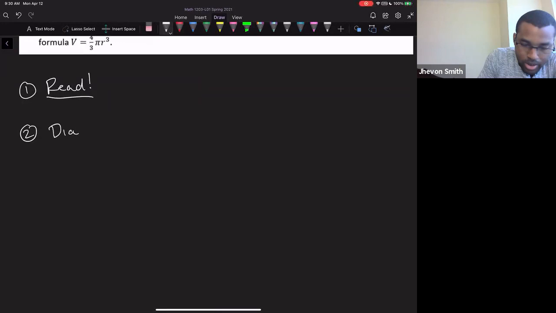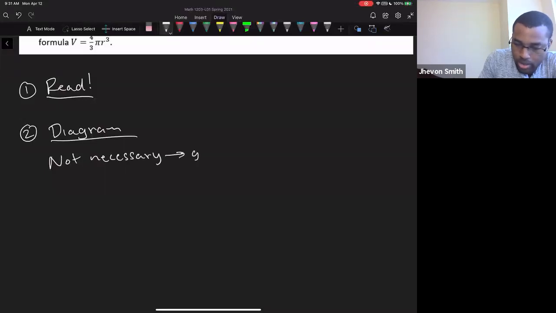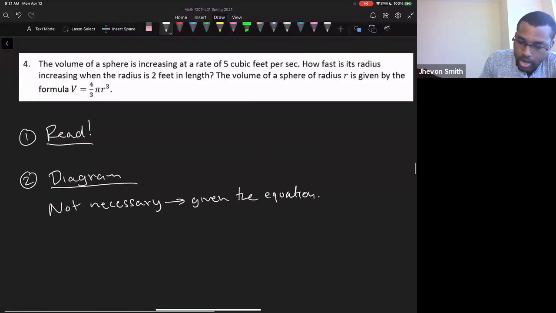Step 2, diagram. Here, not necessary. We're given the equation. They told us right here.